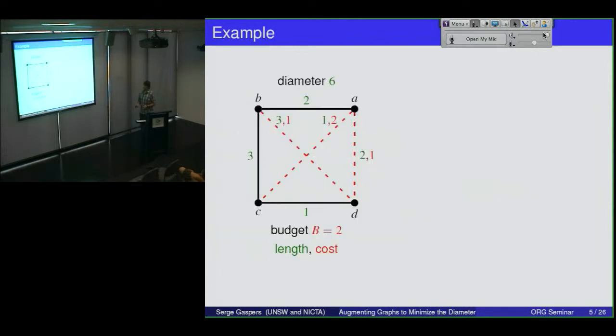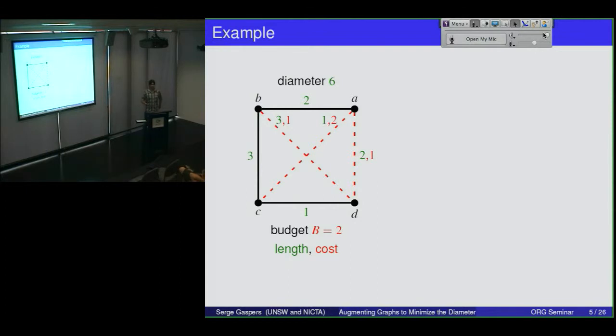To look at an example, suppose the solid edges here, which are black, form our input graph. And then the dashed edges, which are actually red in my slides, are those that we could add.